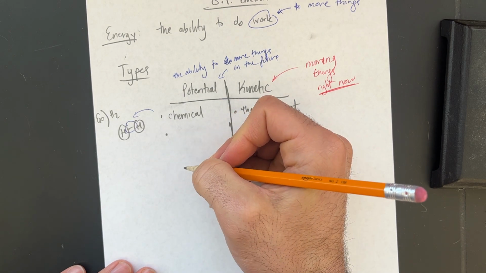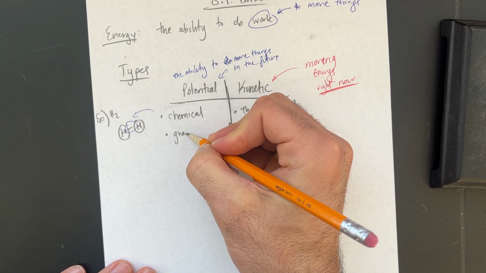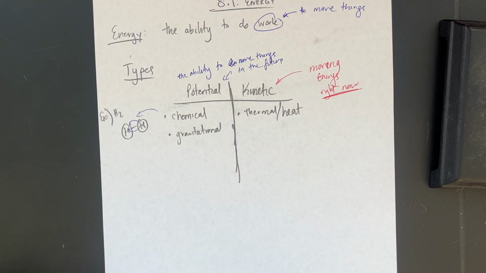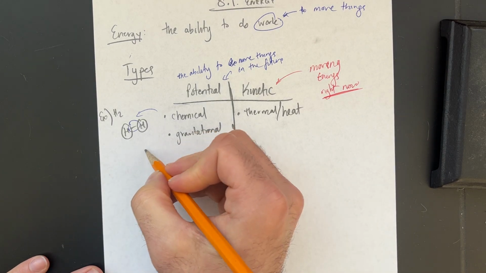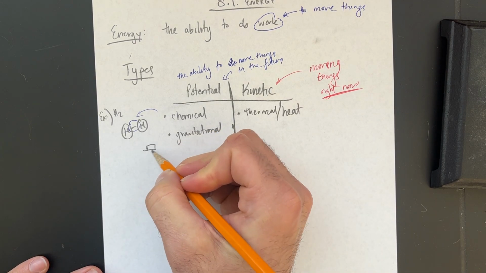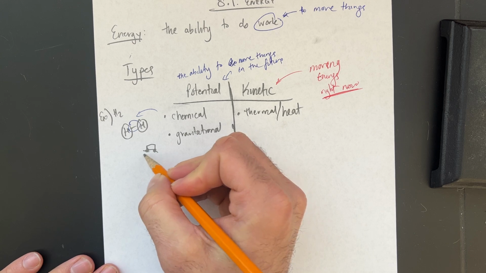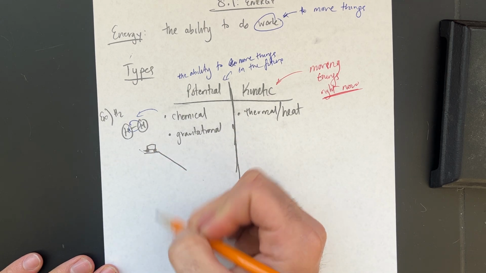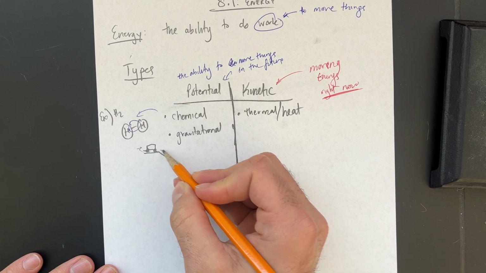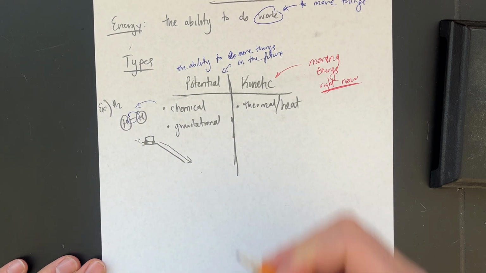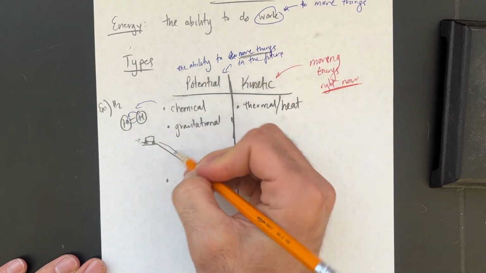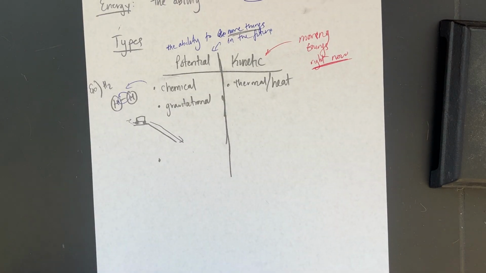Some other examples of potential energy are things like gravitational energy. The ability to move things in the future as a result of gravity. So for example, the common example is, if you have a little toy car on a ramp, right? It has a lot of gravitational potential energy, right? If we give it a little push, it'll go down this ramp, right? And that's all due to gravity. Things will be moved due to gravity, gravitational potential energy.